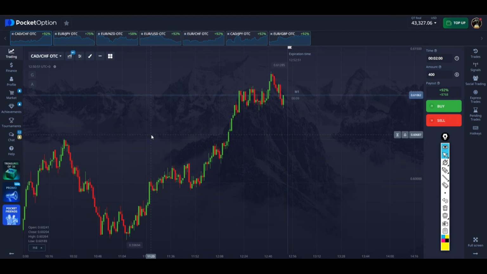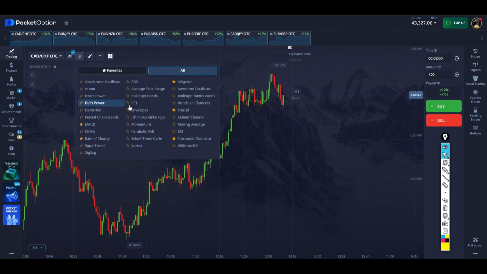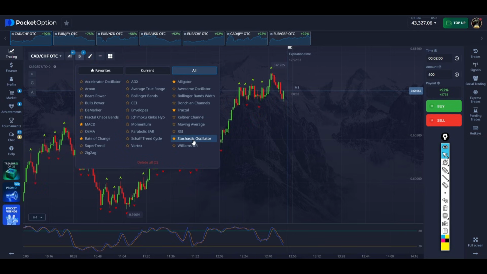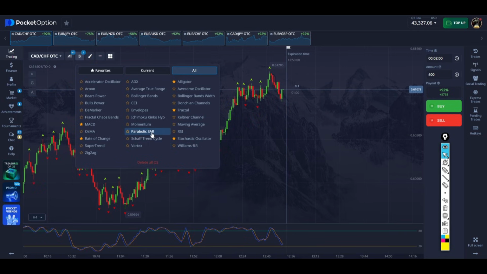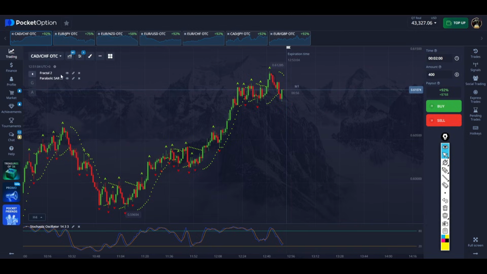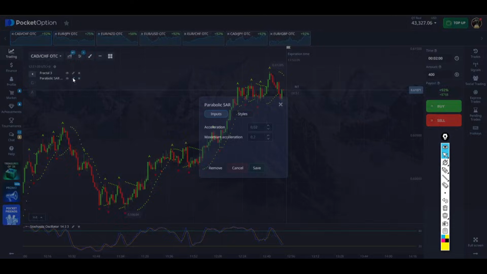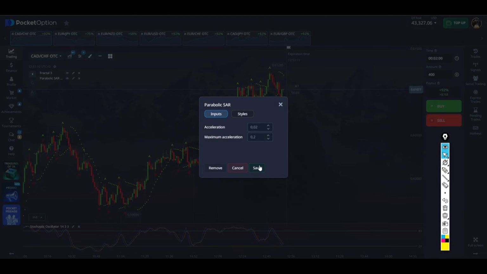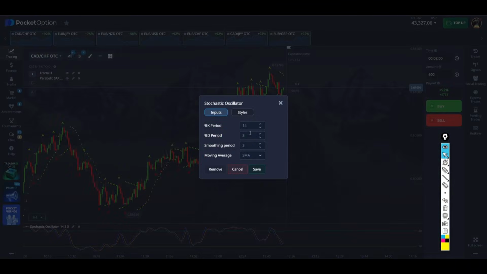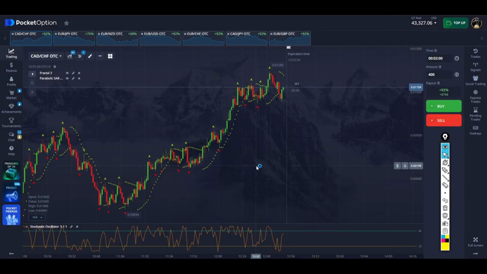For this strategy, we'll need three indicators. First, go to the Indicators tab and add fractals, the stochastic oscillator, and parabolic SAR. For the settings, set the fractals period to 3 and save it. Leave parabolic SAR on its default settings. Then configure the stochastic oscillator as shown. And once that's done, we're fully set to trade this strategy.